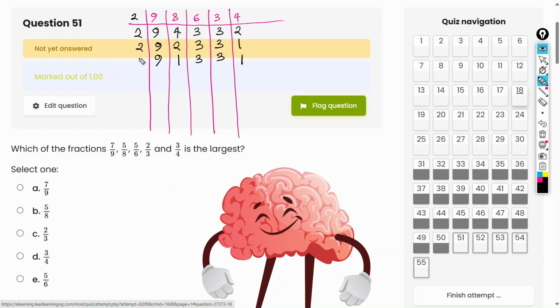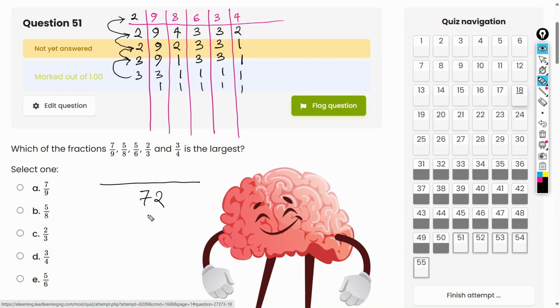So 2 can no longer go, but 3 can. So 3 into 9 is 3, 1, 1, 1, 1. And then 3, 1, 1, 1, 1. So our LCM is 3 times 3, 9. 9 times 2, 18. 18 times 2 is 36. 36 times 2 is 72. So our LCM is 72.